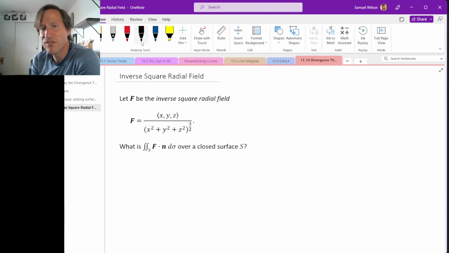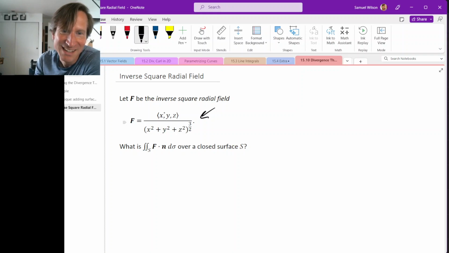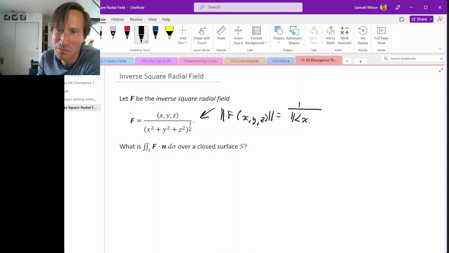Let's analyze the specific case of the integral of an inverse square radial field over a surface, a closed surface. So the inverse square radial field is this particular vector field. The reason it's called an inverse square radial field is because, first of all, it's a radial vector field, and second, the magnitude of this vector field at a point x, y, z is 1 over the magnitude of the position vector x, y, z squared.